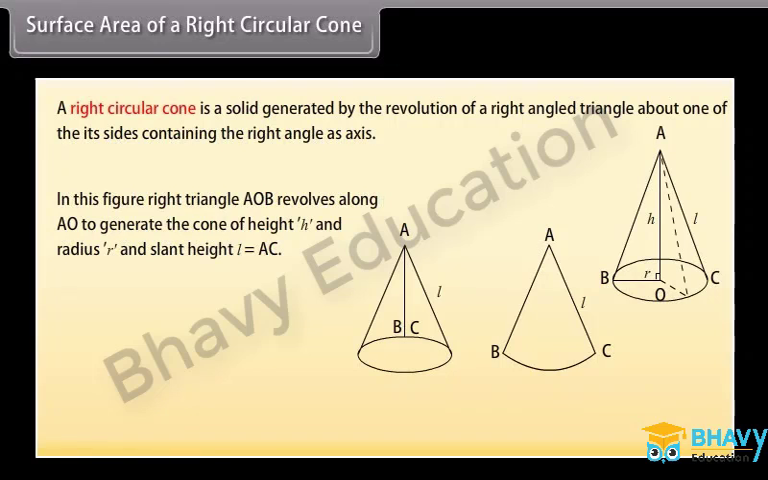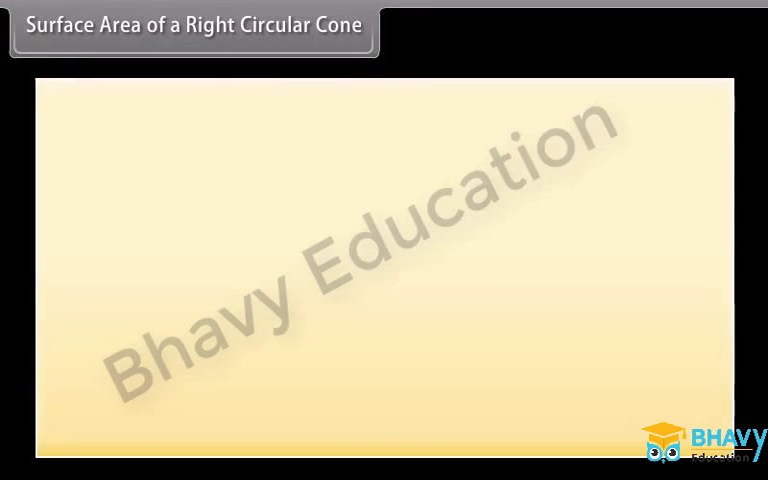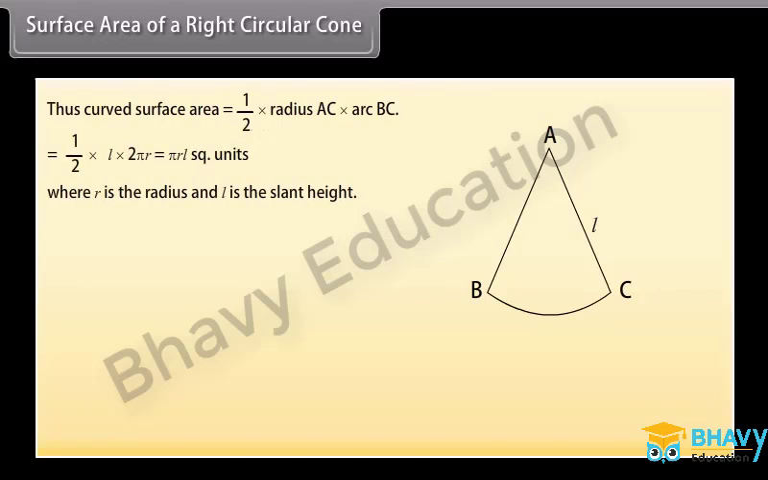To find the total surface of a cone, let us cut it along its slant height and spread it into a sector ABC. The curved portion of the figure is equal to perimeter of the base of the cone, and the circumference of the base of the cone is equal to 2 pi r, where r is the base radius of the cone. Thus, curved surface area is equal to 1 upon 2 into radius AC into arc BC. This is equal to 1 upon 2 into L into 2 pi r equals pi rL square units, where r is the radius and L is the slant height.